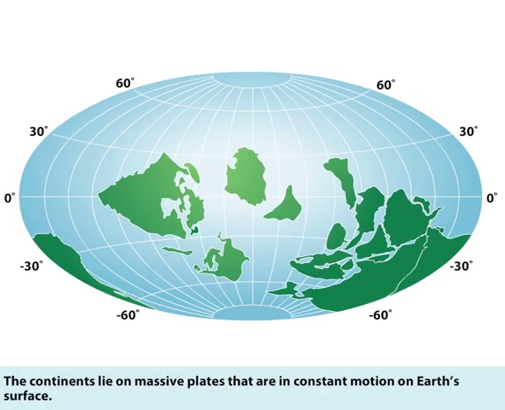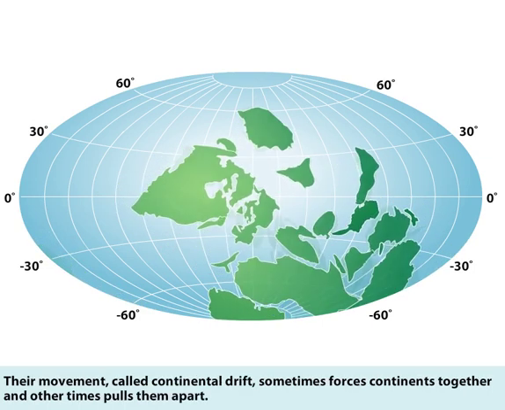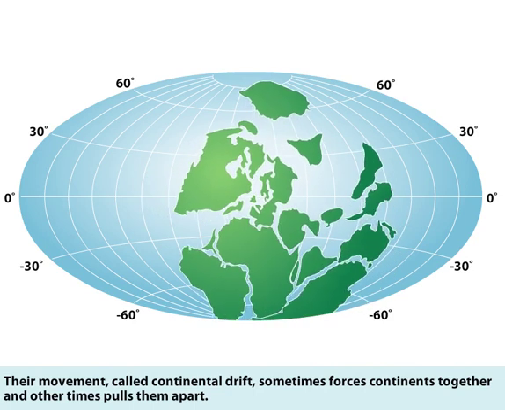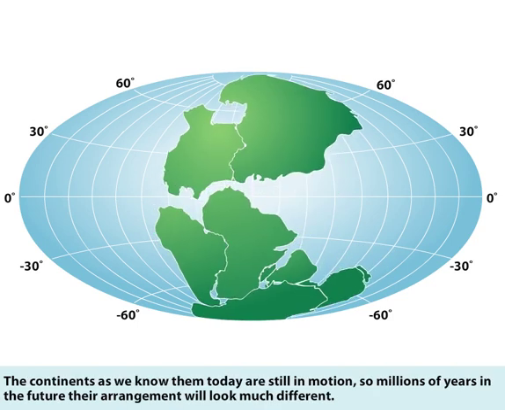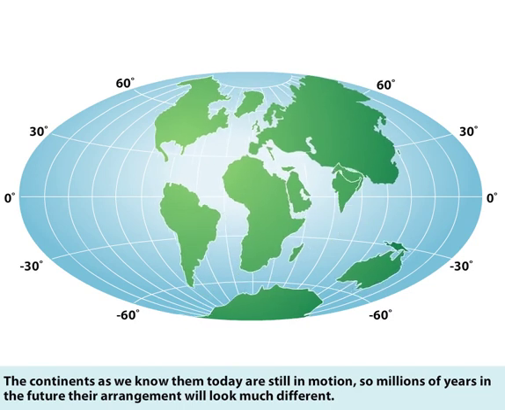The continents lie on massive plates that are in constant motion on Earth's surface. Their movement, called continental drift, sometimes forces continents together and other times pulls them apart. The continents as we know them today are still in motion, so millions of years in the future, their arrangement will look much different.